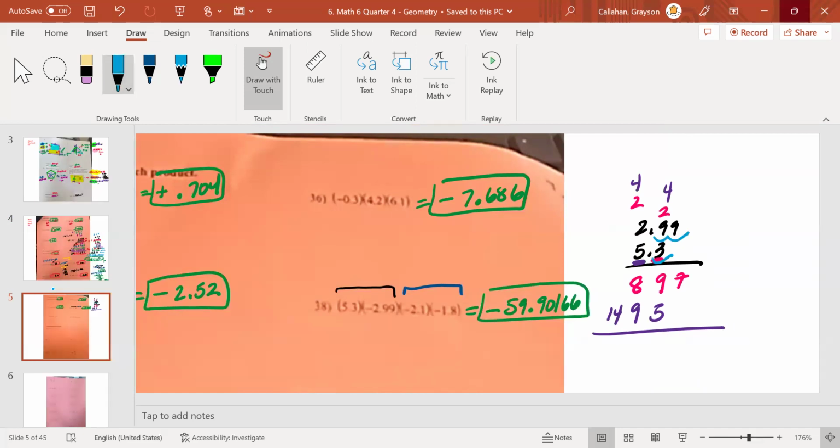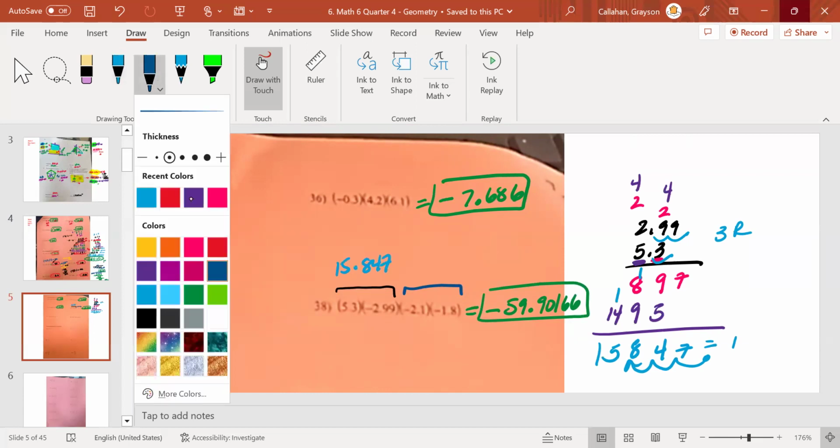1, 2, 3. 3 spaces. So when you add it, 7, 18. You go 3 spaces to the right, which means you go 1, 2, 3 spaces to the left. So this answer is 15.847, right? Now let's take a look at the blue part.